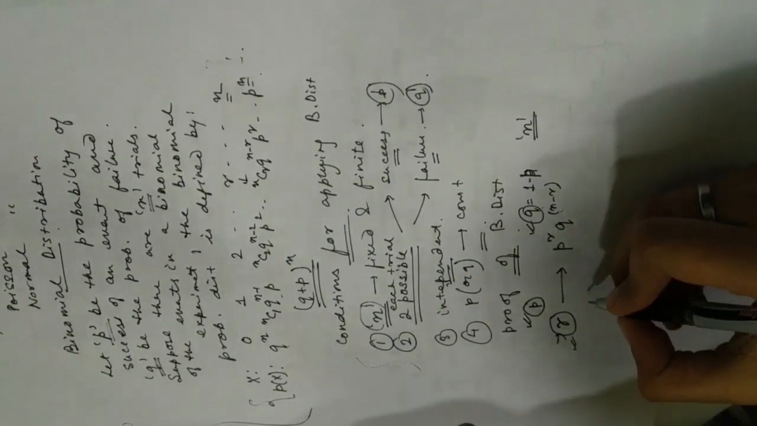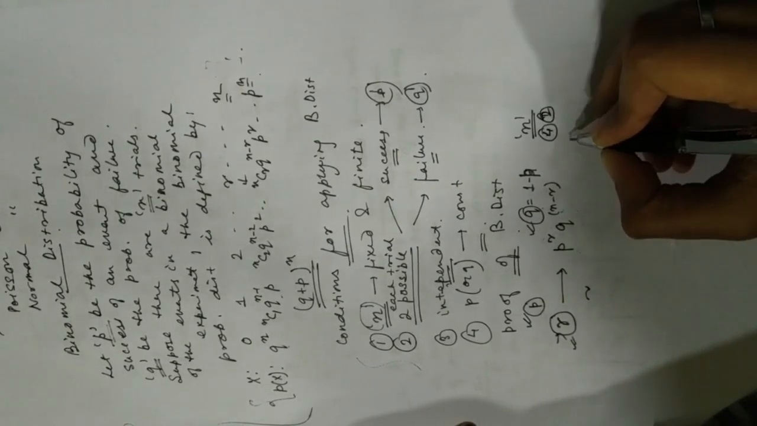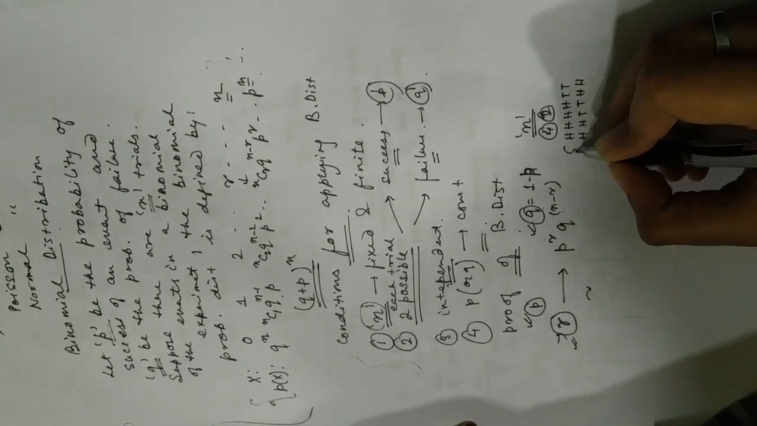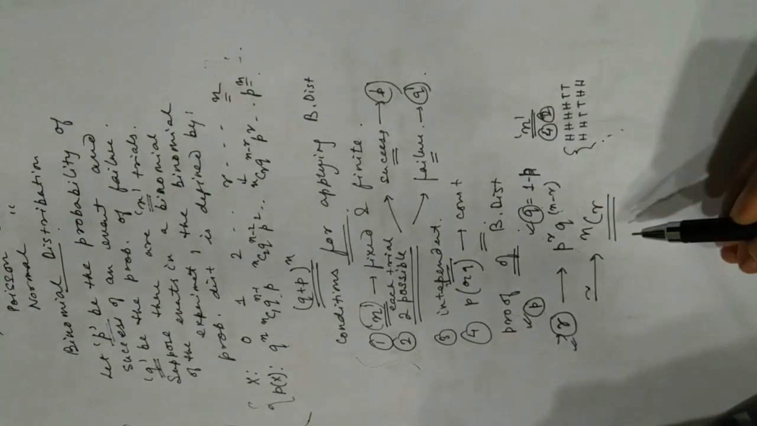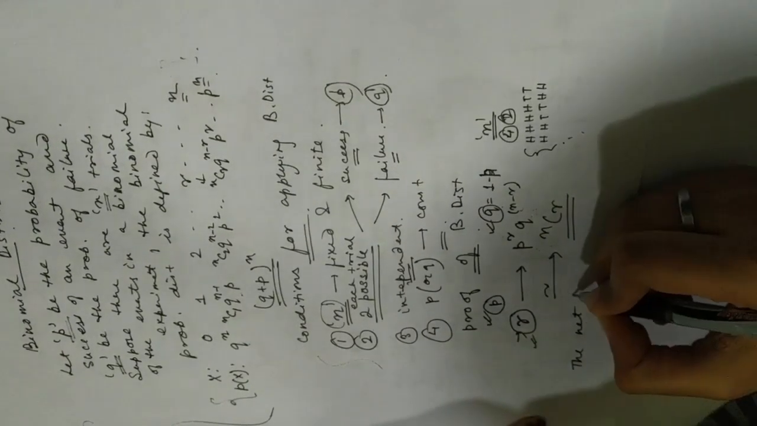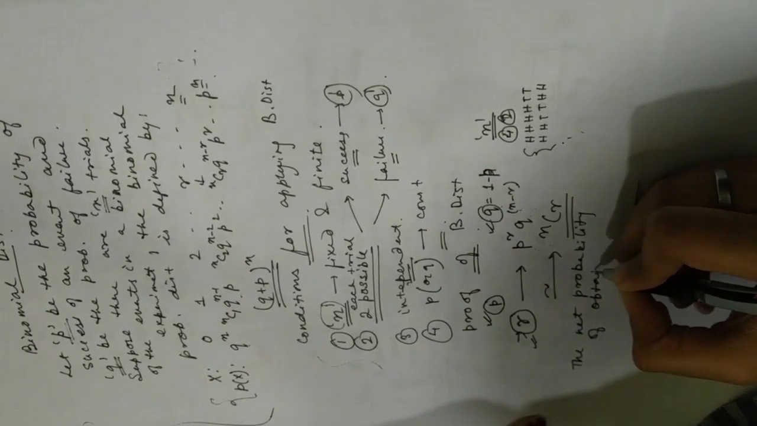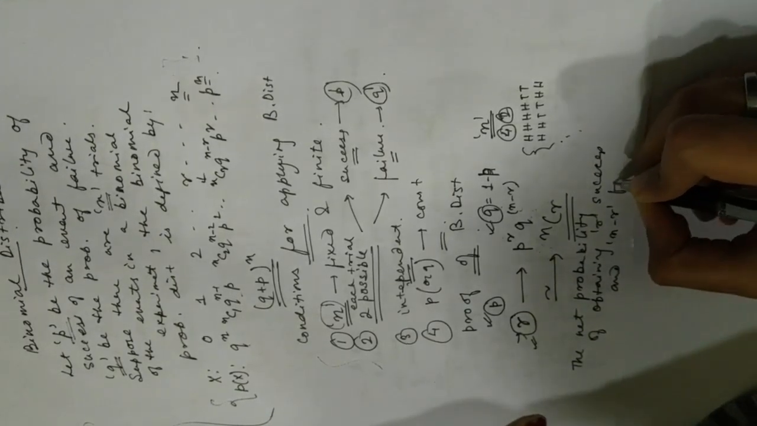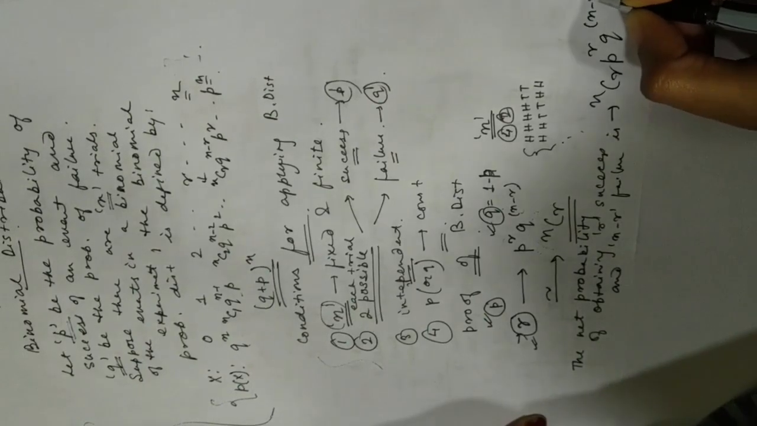Now these failures and successes can arrange among themselves. Say we are talking about getting 4 heads and 2 tails. These heads and tails can arrange themselves in numerous manners. So the number of arrangements is given by nCr. The failures and successes can arrange themselves in nCr ways. That means the net probability of obtaining r successes and obviously n minus r failures is obtained by multiplying these two terms, that is nCr, P to the power r, Q to the power n minus r.